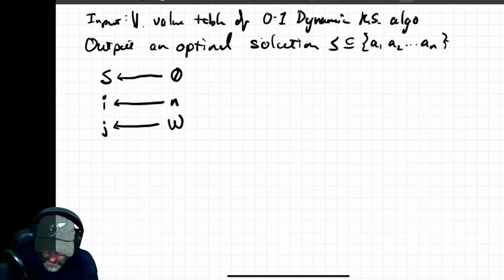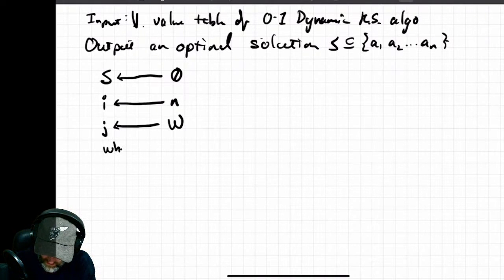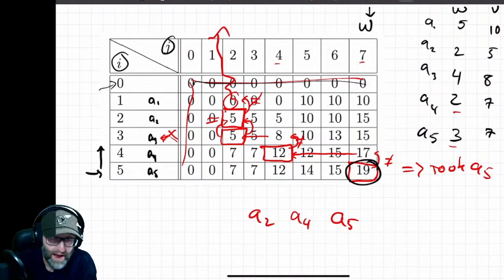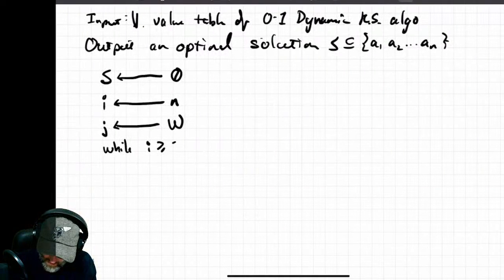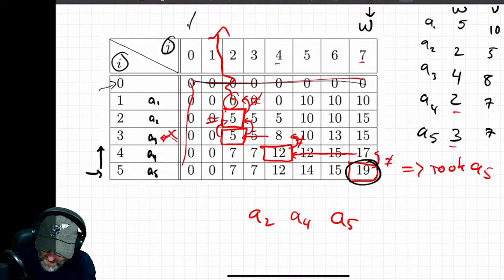Right? And then I want to make sure that I'm not going to fall off the edge. So while I is greater than or equal to 0, or sorry, 1, why? Because once I get to 0, I'm done, right? There's no other item to consider here. I don't need to add anything to it. Greater than or equal to 1, and J is greater than or equal to 1. Why? Because once I get down to 0 for J, then my weight is done, right?